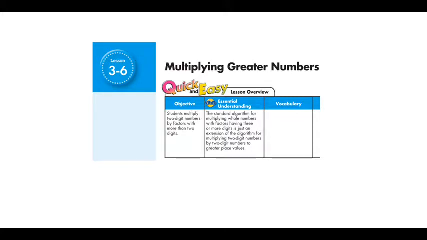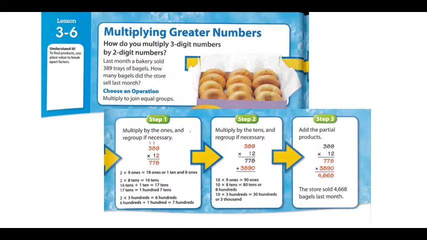Topic 3, Lesson 6, Multiplying Greater Numbers. You will multiply two-digit numbers by factors with more than 2 digits today. All right, get your notebooks, pencils, and books ready. This is the top of page 70. Let's go ahead and get started. It says, how do you multiply 3-digit numbers by 2-digit numbers?